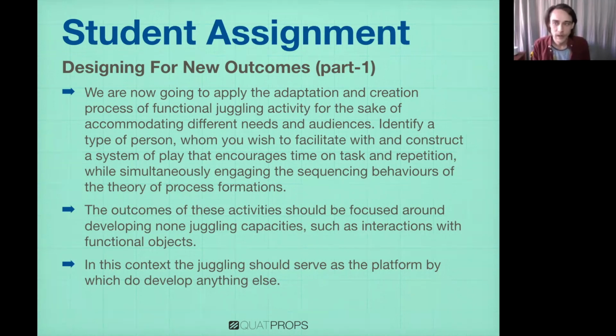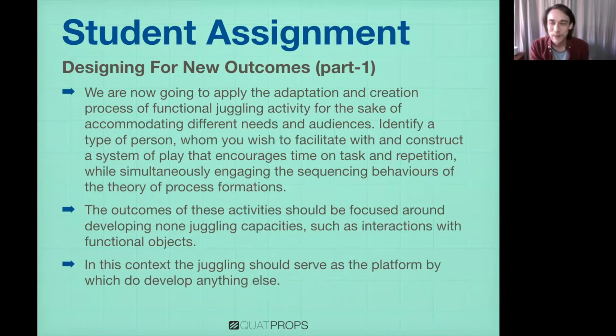So for the first exercise, I want us to create activities where we're using juggling as a platform to facilitate something else, right? So we are now going to apply the adaptation and creation process of functional juggling activity for the sake of accommodating different needs and audiences. We're going to start by identifying a type of person whom you wish to facilitate with, and construct a system of play that encourages time on task and repetition while simultaneously engaging the sequencing behaviors of the theory of process formations. I know it's a mouthful, but we got this.